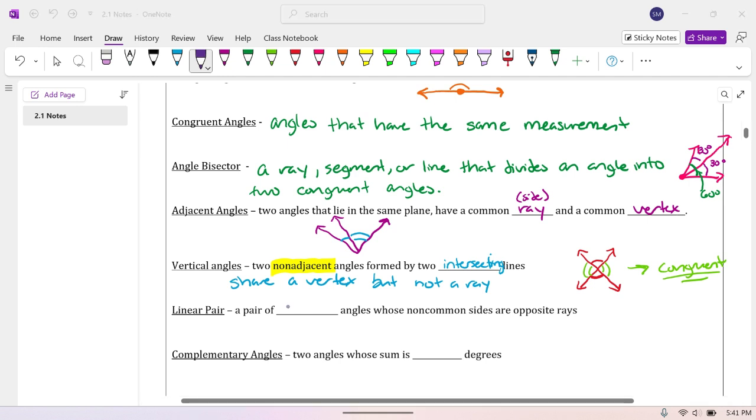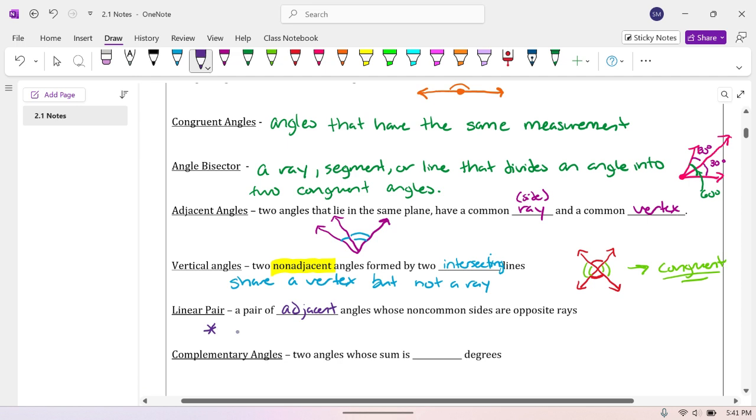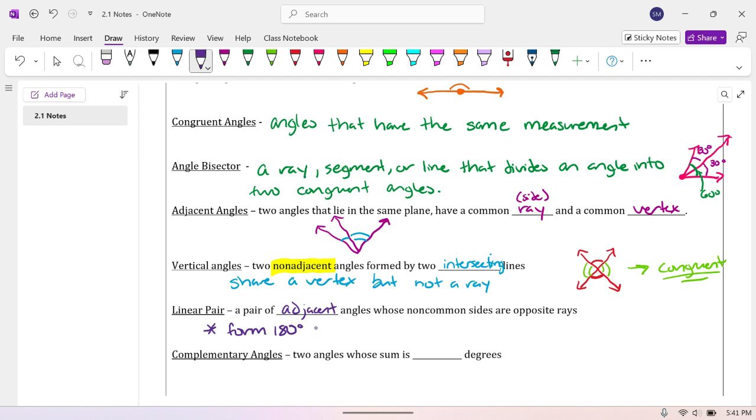Now, a linear pair is a pair of adjacent angles, meaning they share a side or a ray and a vertex, whose non-common sides are opposite rays. Now, the biggest thing about a linear pair is that they form 180 degrees. You could also say that they're supplementary, same thing, they add up to 180. So an example would look something like this. This angle measure and this angle measure, they are not necessarily congruent, but they will add up to 180.